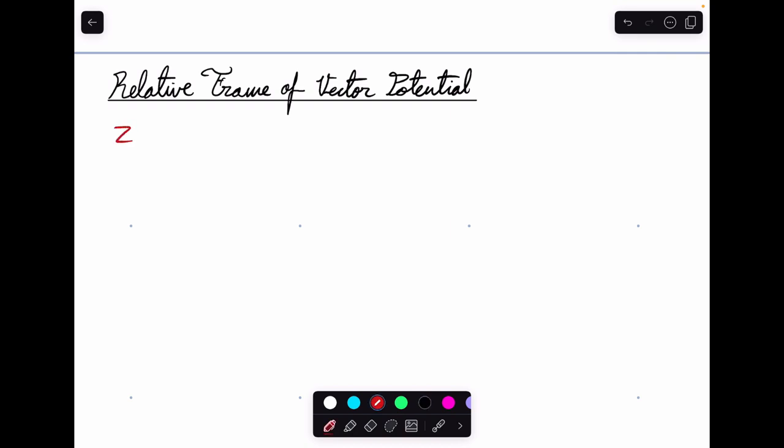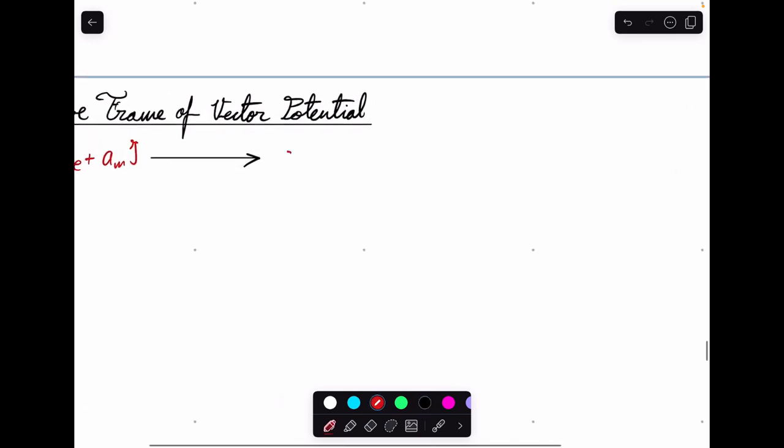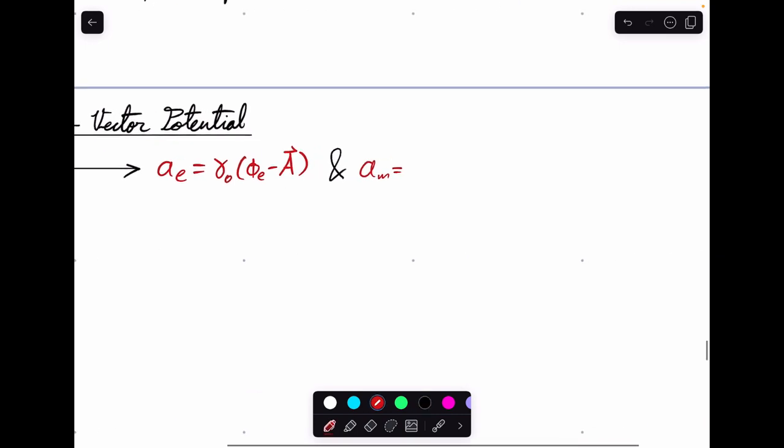So if we have the complex vector potential z equals ae plus ami, where both ae and am are vectors, then when we break ae into its relative frame, we pull out a gamma naught to the left, we get phi e minus a. And for am, we pull out a gamma naught, we get phi m minus c.